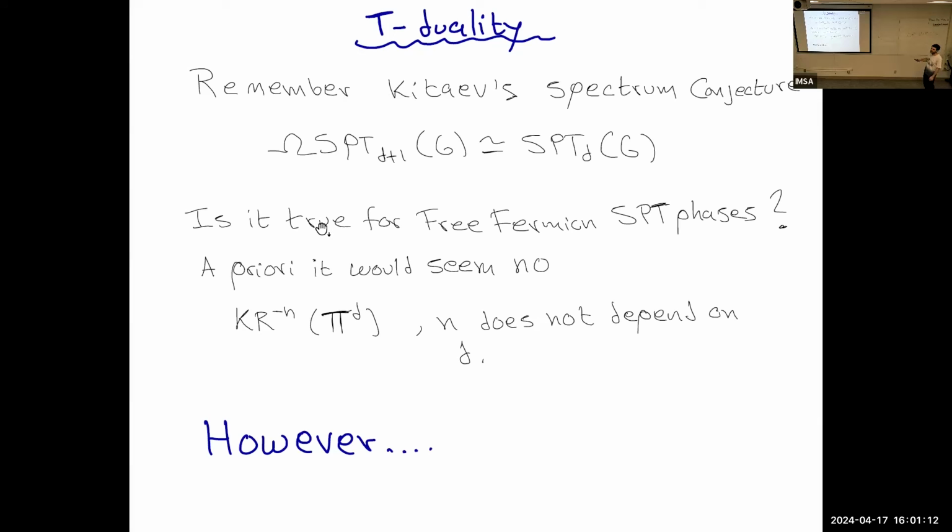Okay, yeah, we still have a bit of time. Remember that I was complaining about Kitaev's conjecture, particularly for free fermions, right? That this didn't look at all like the degree depended on the dimension. So what is going on?